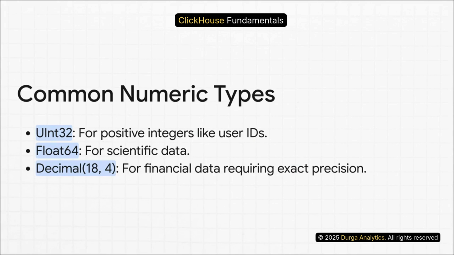In your standard toolkit, you've got things like UInt32 for positive integers, perfect for user IDs, things that are never going to be negative. You've got Float64 for scientific data where absolute precision isn't the number one priority. And this one is non-negotiable. If your data involves money, you have to use Decimal. Using a float for financial data can create tiny rounding errors that can become huge problems down the line. Trust me, that is not a conversation you ever want to have.